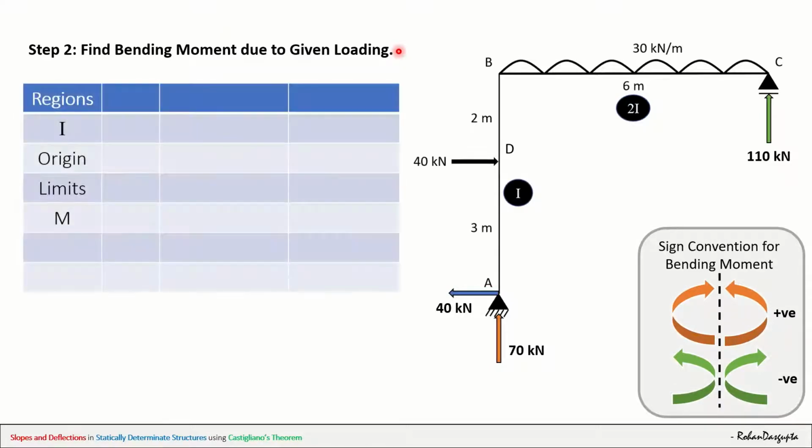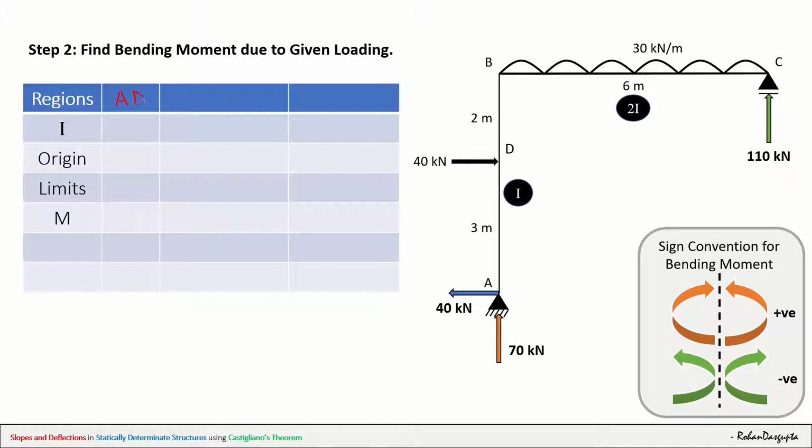And in this problem, I cannot find the bending moment of the entire structure at once. I will have to divide the structure into regions. So here I am going to divide it into 3 regions, right? And correspondingly I am going to write down all of these values. So you can prepare this table and go on with finding out the moments. So the first region that I'm going to consider from the left-hand bottom side is AD.